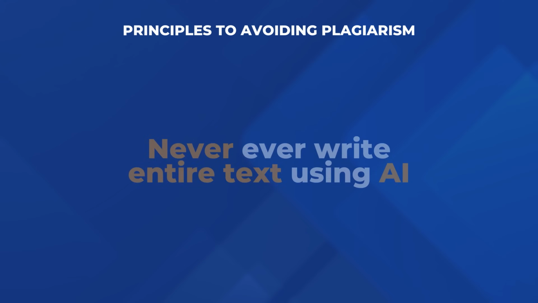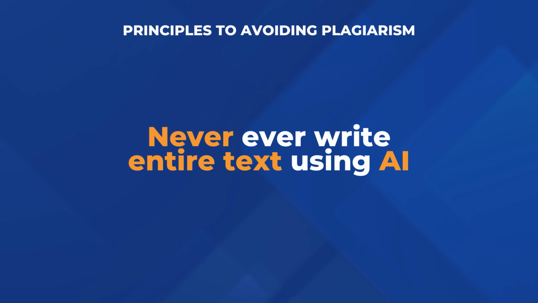And 3, never ever write entire texts using AI. Use AI to brainstorm ideas, to structure your literature review, to improve your text, but not to write the whole text for you. Okay, so now that you know how to use AI without plagiarism, let me show you how you can do an exceptional literature review using AI following these 4 simple steps.